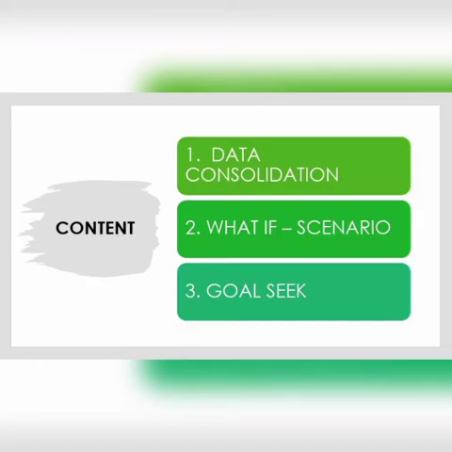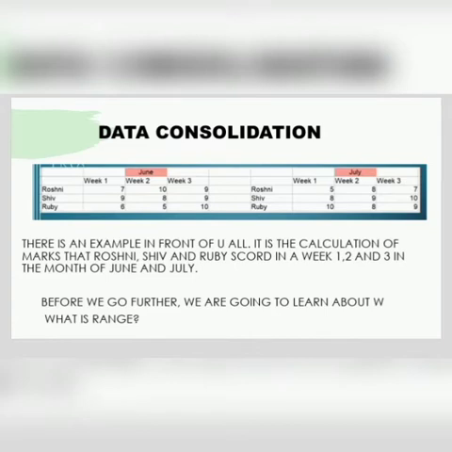We will learn about data consolidation, what-if scenario, and goal seek. Data consolidation. There is an example in front of you all. This is the calculation of marks that Roshni, Shiv, and Ruby scored in weeks 1, 2, and 3 in the months of June and July.